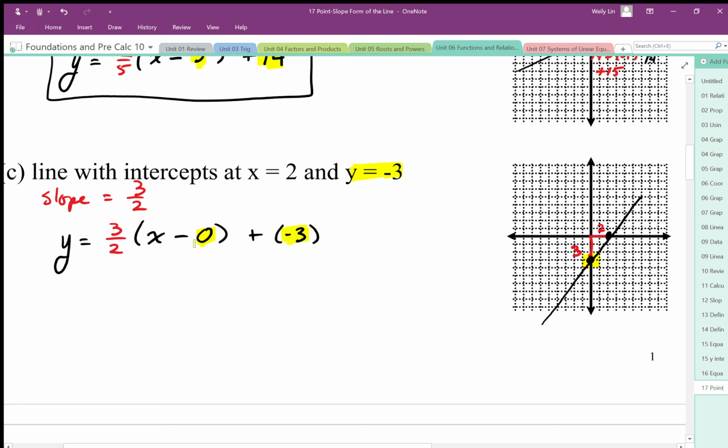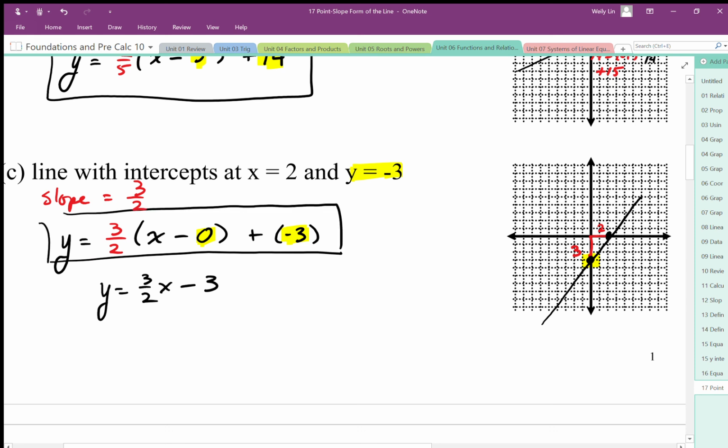Okay, now obviously this one we really can just easily simplify this. This will just end up being y equals 3 over 2x minus 3. And there's my y-intercept showing up in my mx plus b form. But as a linear equation, if we don't need the y-intercept, this is good enough.